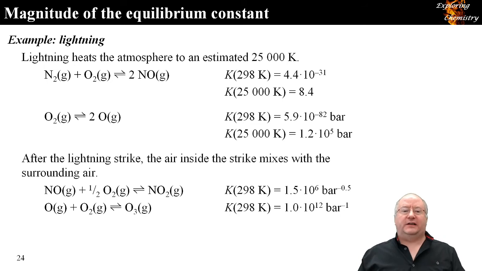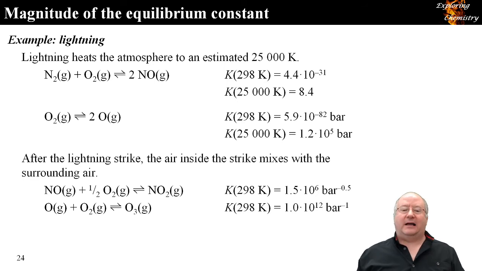Oxygen also decomposes to the point where diatomic oxygen forms atomic oxygen. At room temperature, that reaction doesn't occur. 10 to the minus 82 is well below a value at which a reaction actually proceeds. Yet it is by far favored in the electric discharge. It is mostly atomic oxygen in that electric discharge.